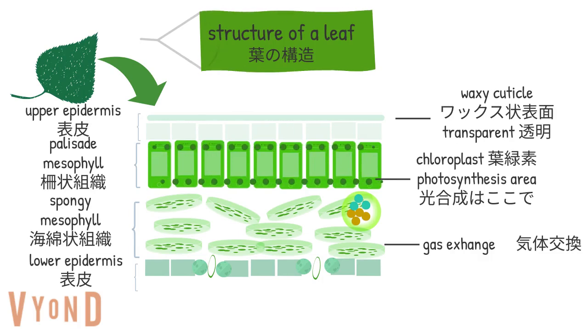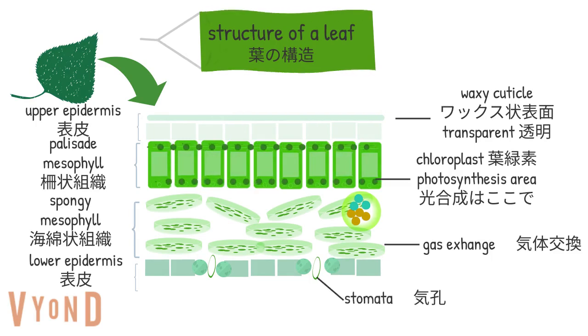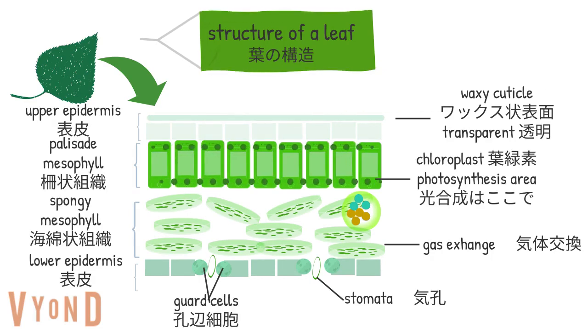Finally, the lower epidermis is the bottom layer of the leaf and also contains stomata, tiny pores that allow for gas exchange between the leaf and the atmosphere. Stomata consist of two specialized cells, the guard cells, which control the opening and closing of the pore.